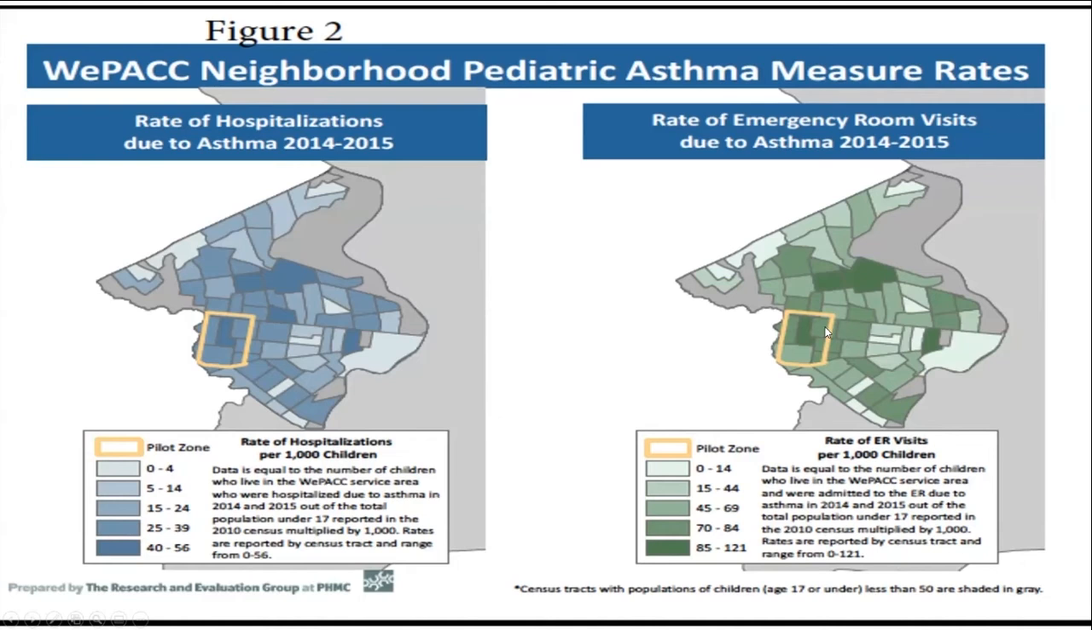Interestingly enough, it really compares to emergency room visits. Some folks think emergency room visits are less about the acuity of asthma, but in this population, it really does track for both hospitalization and emergency room visits. The same census tracts tend to have high rates.